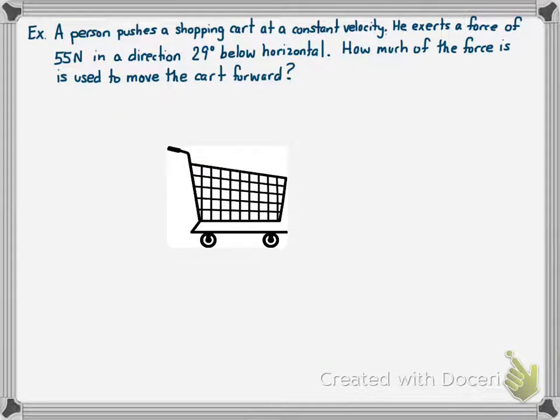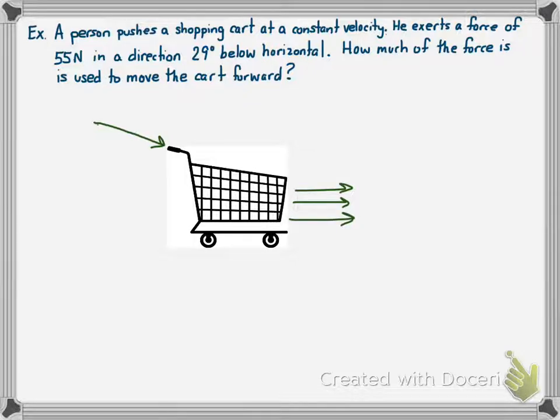Okay, let's look at a second example here that involves force and the components of force. So a person pushes a shopping cart at a constant velocity. He exerts a force of 55 newtons in a direction 29 degrees below horizontal. How much of the force is used to move the cart forward? Okay, so we have this shopping cart here, and this person is pushing the shopping cart, and so here is a vector that is representing that pushing motion, that force, and that force is pushing on the handle of the cart, which should be making the cart move forward.